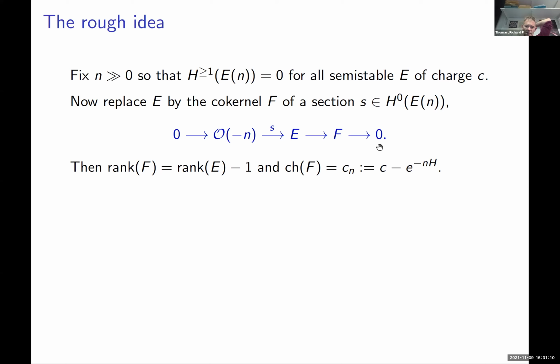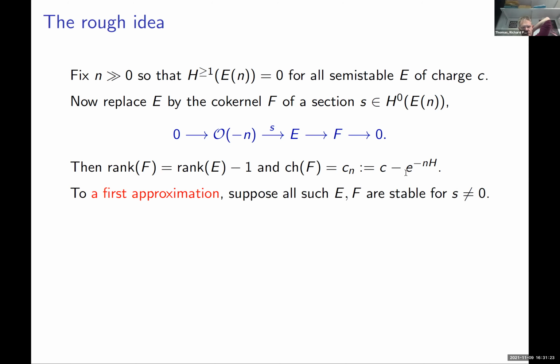Now this F, this cokernel that we produce by dividing out by a section, obviously has rank 1 less, and we know what its Chern character is. To a first approximation, you should pretend for this slide that all these Es and Fs are stable. There's no issues. As long as the section's non-zero, the cokernel's stable. And if I gave you an F and an extension like this by O(-n), then you should assume that E would be stable as well. That's not true in general, but let's assume it is for now.